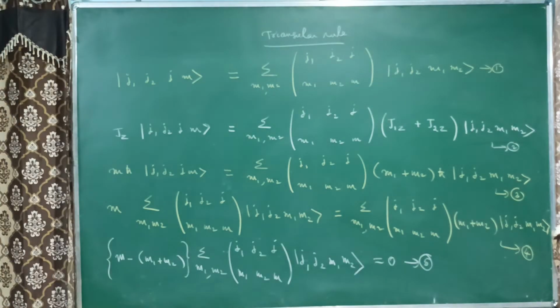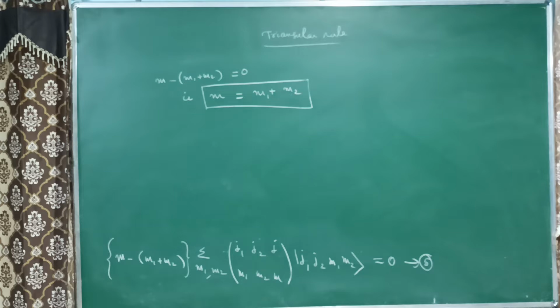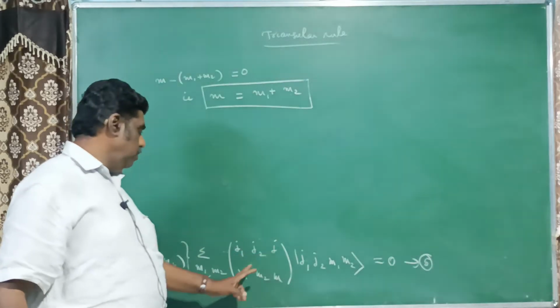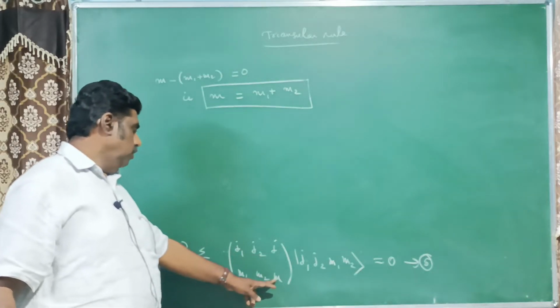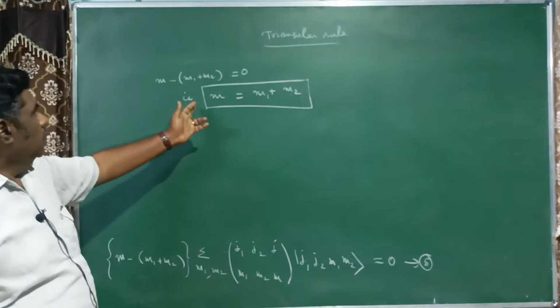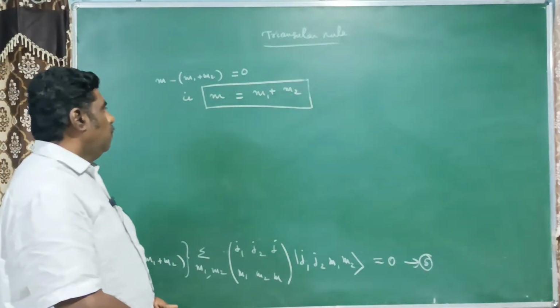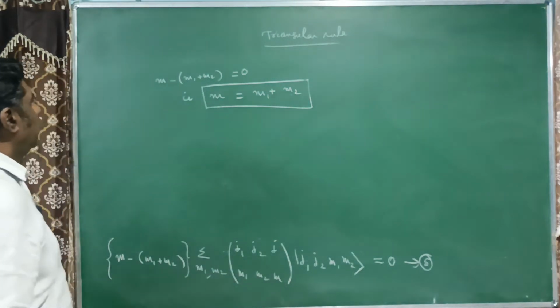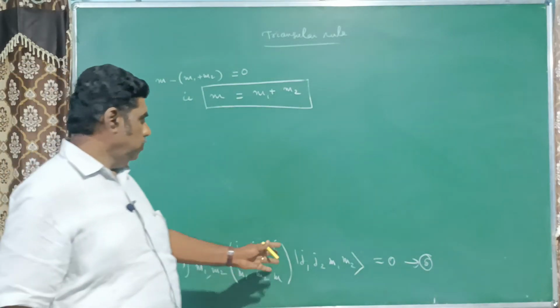Now, from equation 5, we may point out that for a non-vanishing CG coefficient, the value of m minus (m1 plus m2) should be equal to 0. Therefore, m is equal to m1 plus m2. From equation 5, for a non-vanishing CG coefficient, the coefficient is not equal to 0, and the eigenstate is also not equal to 0. Therefore, the quantity m minus (m1 plus m2) is equal to 0, that is, m is equal to m1 plus m2. If m is not equal to m1 plus m2, the CG coefficient vanishes.